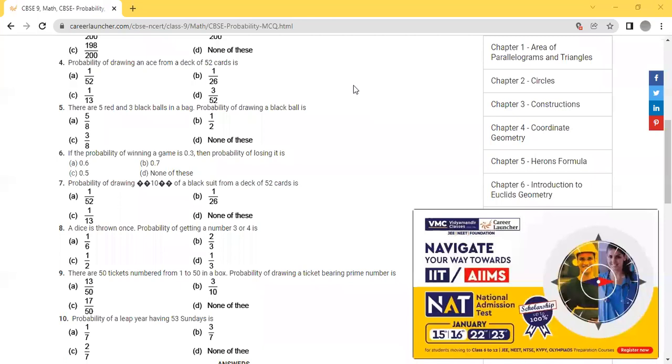How you have answered this? 10 of a black suit. Actually, which cards are black? Prachi, can you explain? Ma'am, there are 2 black 10s and total 52, so 2 by 52.